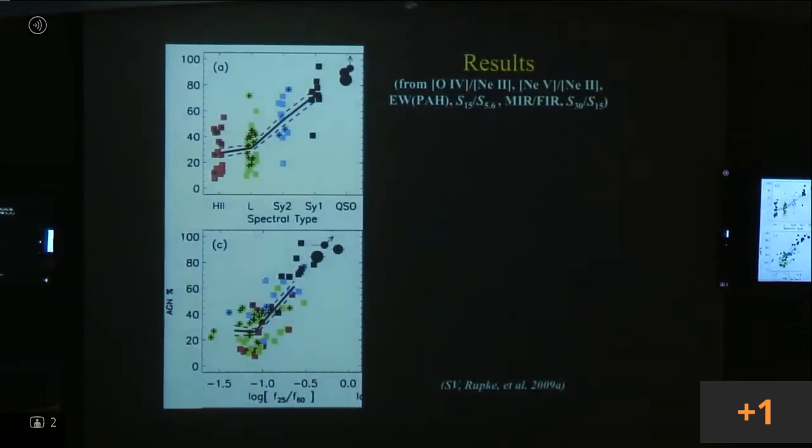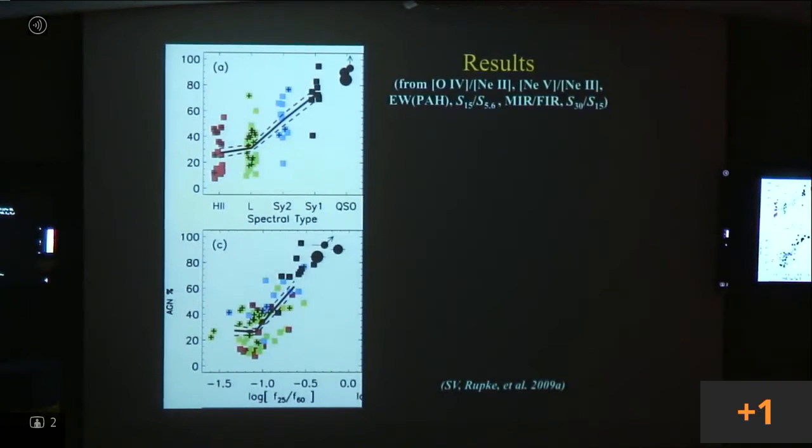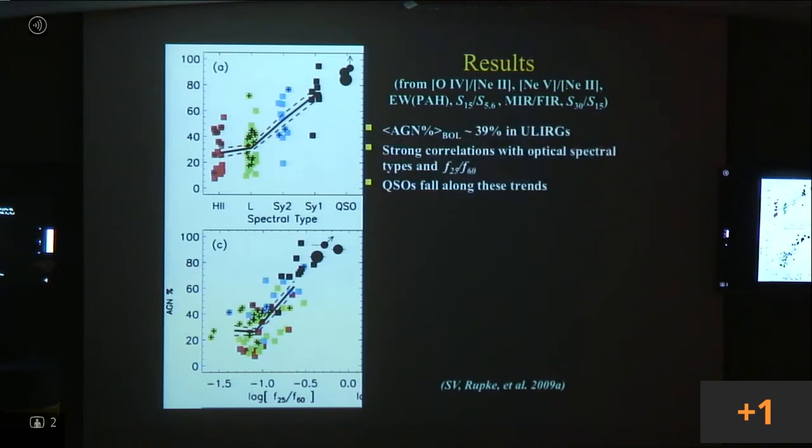And so we used 6 different methods to try to quantify that, using line ratios of O4 and neon 5, also the PAH equivalent width, and various measures of the slope at different wavelengths. And they gave consistent results to within plus or minus 15%. And so applying this method, we found that 39% of the bolometric luminosity in local ULIRGs is produced by AGN, which is pretty significant.